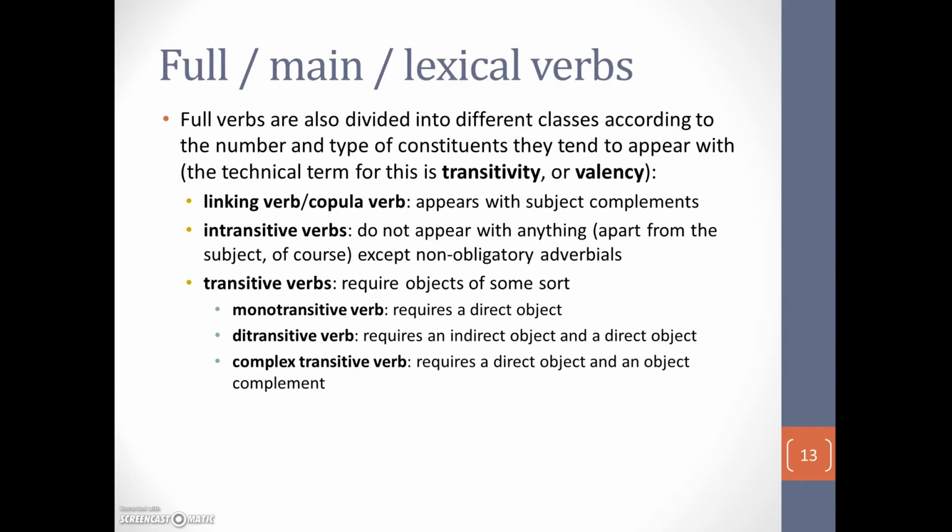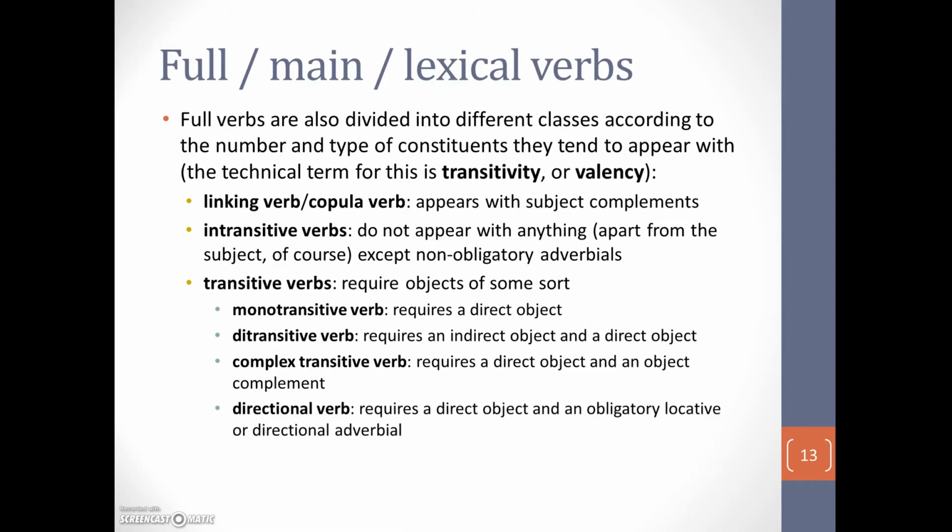We also have something called complex transitive verbs, and they are verbs that require a direct object and an object complement. Remember, these are quite rare, but basically they complement the direct object. And we also have something called directional verbs. These require a direct object and then an obligatory locative or directional adverbial.